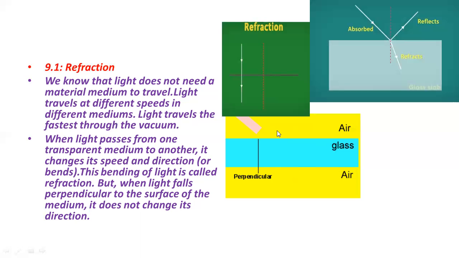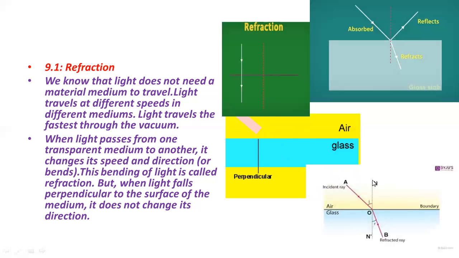When light passes from a rare medium into a denser medium, which has greater density, you know that air is less dense than glass. So air is called the rare medium while glass is called the denser medium. When light enters from a rare medium into a denser medium, it bends towards the normal. When it enters from a denser medium to a rare medium, the light bends away from the normal. The normal is just an imaginary line.